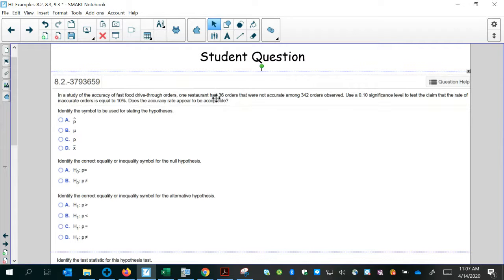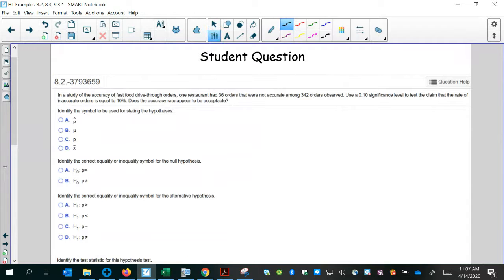So it gave us a certain number of successes out of a total number of sample values so that we can make a percentage and test the claim that something is equal to a percentage. So when you're testing a claim that involves a percentage, that would classify as a proportion. So we would want to use P, the population symbol for population proportion.